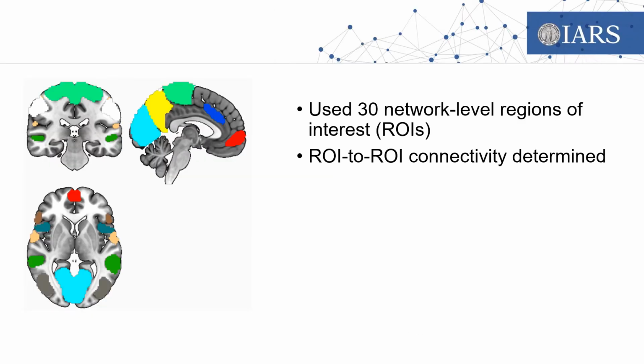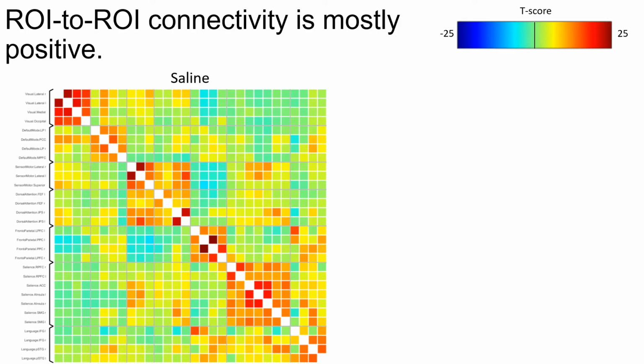We used relatively broad regions of interest, or ROIs, defined by resting state data from the Human Connectome project. Areas in the brainstem and cerebellum were excluded, and this essentially constrained the analysis to a 30 by 30 matrix of region-to-region connectivity values. We can display the results of the connectivity graphically like this, and here you're looking under saline at mostly positive correlations in the time courses between those different regions within the brain.